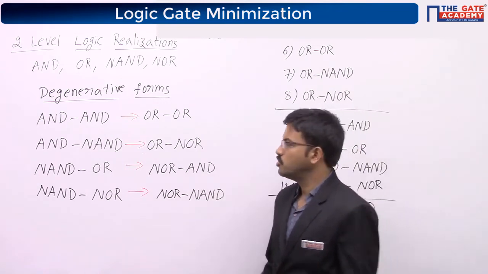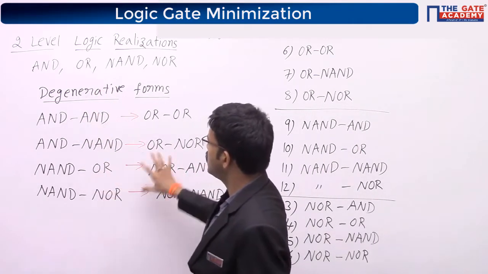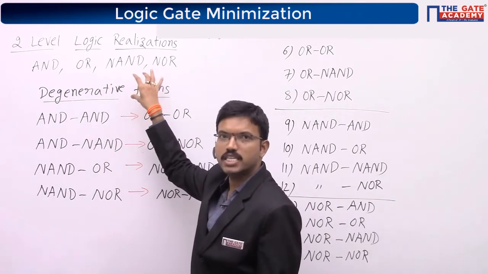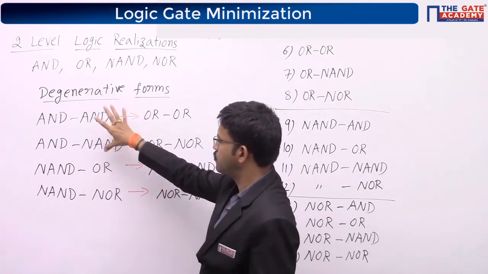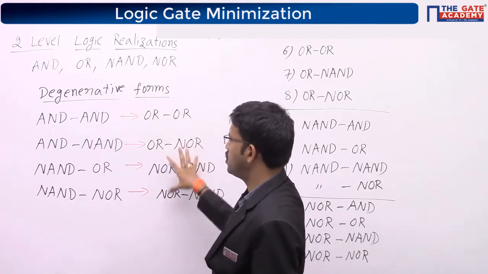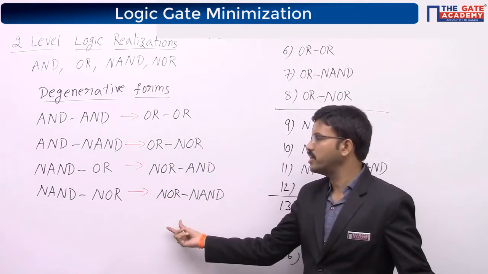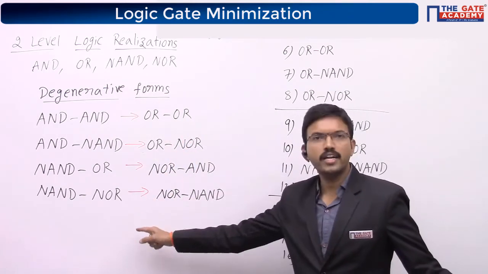Okay, so you can make a note. First, write all these 8 forms. Put the heading degenerative forms. Write down these 4 here and the corresponding dual here. I will give 1 point as a note: how NAND NOR is degenerative.